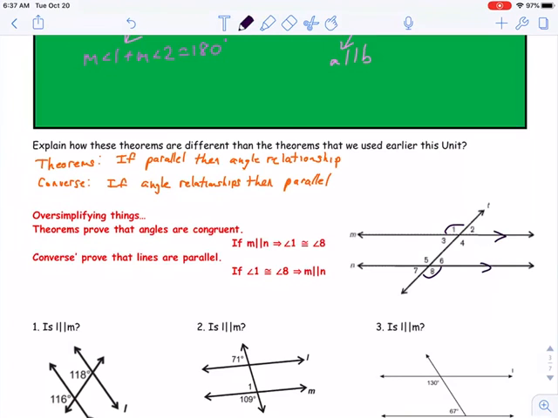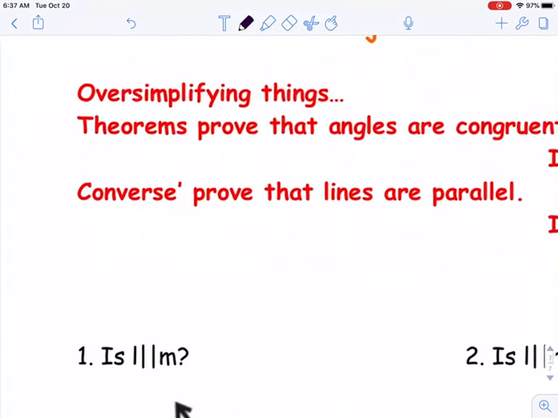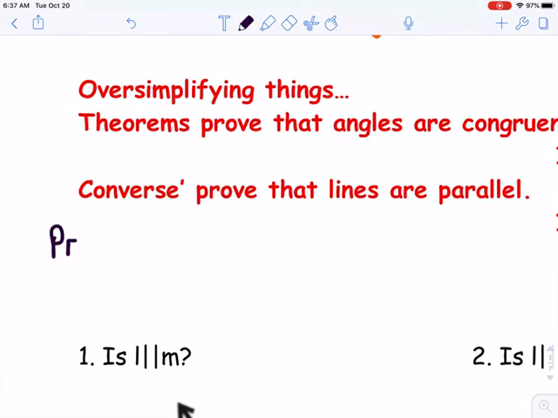Very tedious, very intricate, easy to get confused. But when you're proving lines are parallel, you're going to be using the converse. So let's even write that. Proving lines parallel, use the converse.